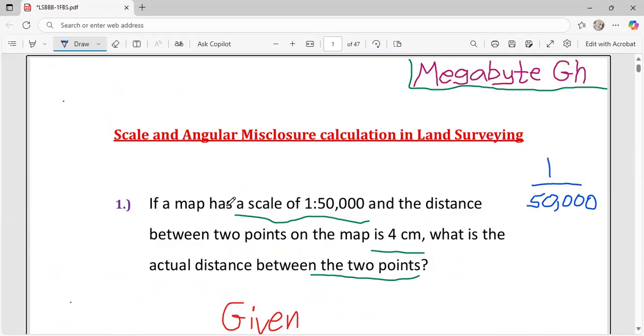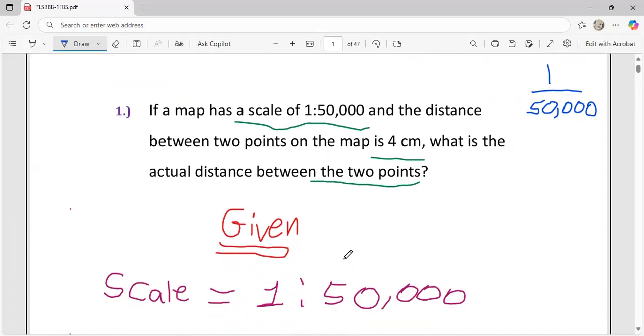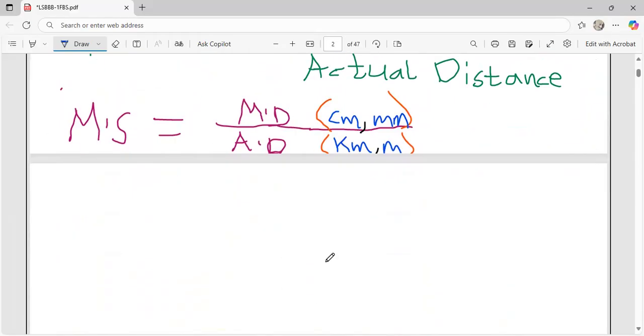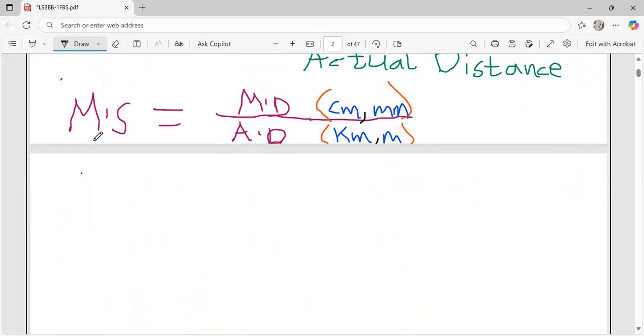If a map has a scale of 1 is to 50,000 and the distance between 2 points on the map is 4 centimeters, what is the actual distance between the 2 points? So it means that it's the ground distance or the actual distance that they're asking us to find. So we just have to substitute whatever we have into the formula to make life easier. Okay, so our scale that was given to us was what? 1 is to what? 50,000.